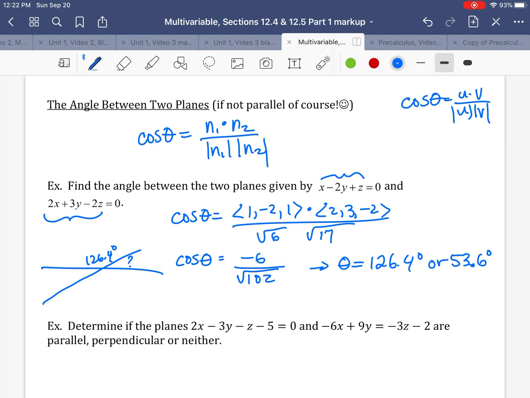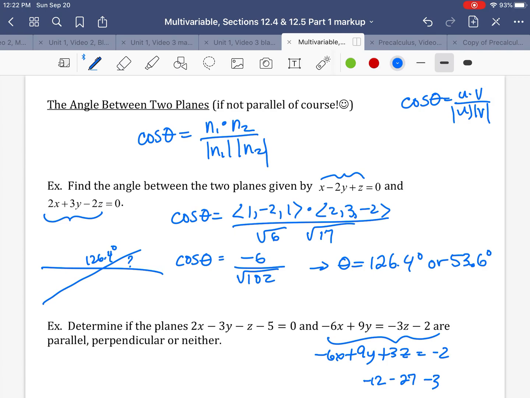All right, let's see. Determine if these planes are parallel, perpendicular, or neither. First of all, let's get this in the correct format. I got negative 6x plus 9y plus 3z equals negative 2. If they're going to be perpendicular, that means the dot product of their normal vectors would be 0. So let's check it out. 2 times negative 6 would be negative 12. Negative 3 times 9 would be negative 27. And finally, negative 1 times 3 would be negative 3. That's not going to come out to 0.